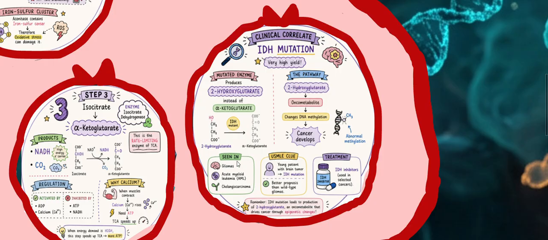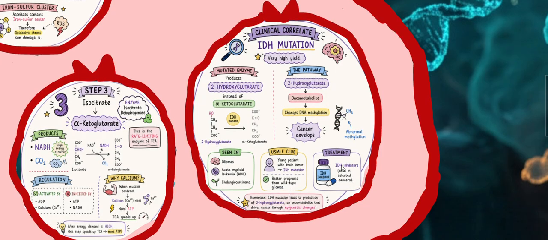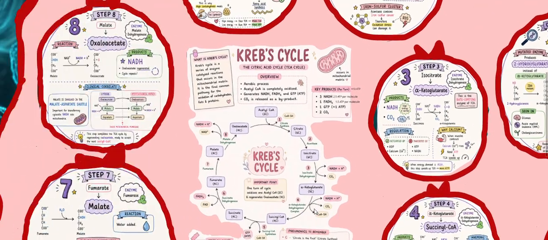So an IDH mutation will lead to 2-hydroxyglutarate formation, which is an oncometabolite. It basically changes the DNA methylation. Abnormal methylation predisposes the person to develop cancer. So a young patient with a brain tumor is mostly an IDH mutation. It has a better prognosis than the wild type gliomas, for which you don't even find a reason. And in selected cancers, you can use IDH inhibitors. Remember, IDH mutation leads to production of 2-hydroxyglutarate, an oncometabolite that drives cancer through epigenetic changes. It's very high yield to know this.